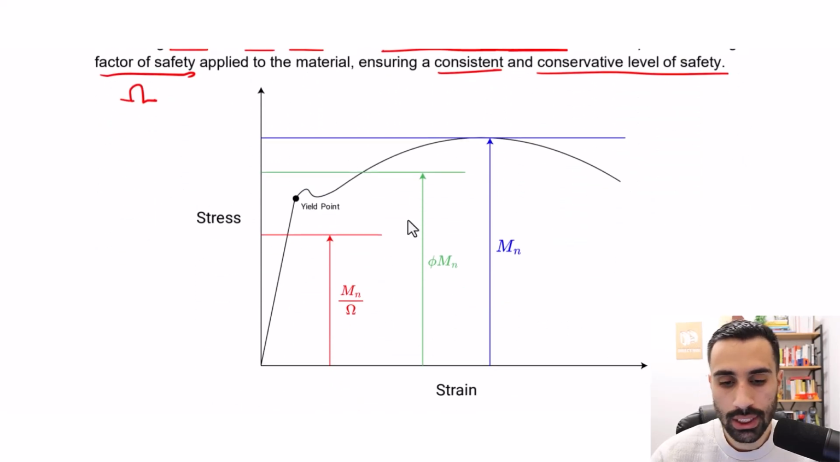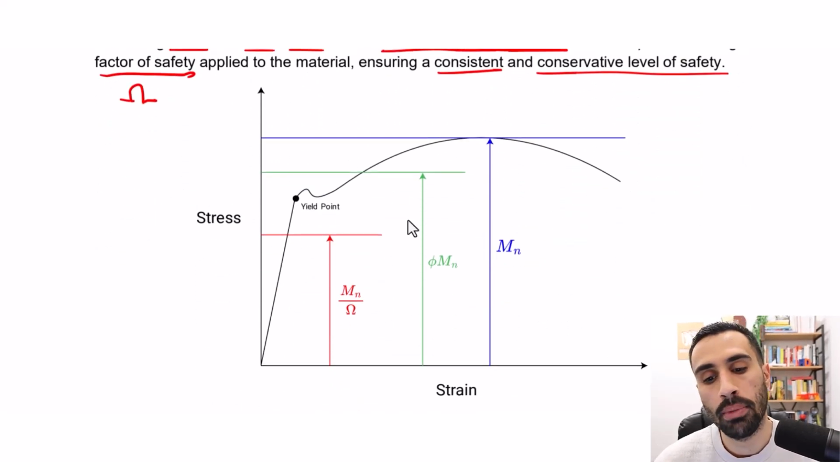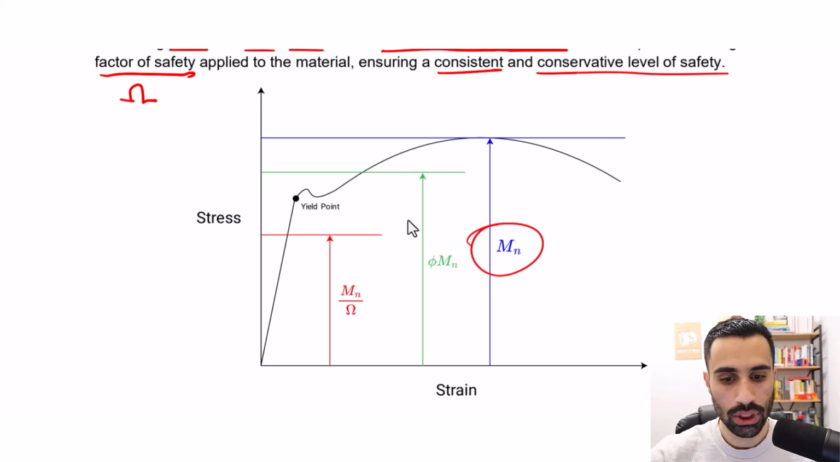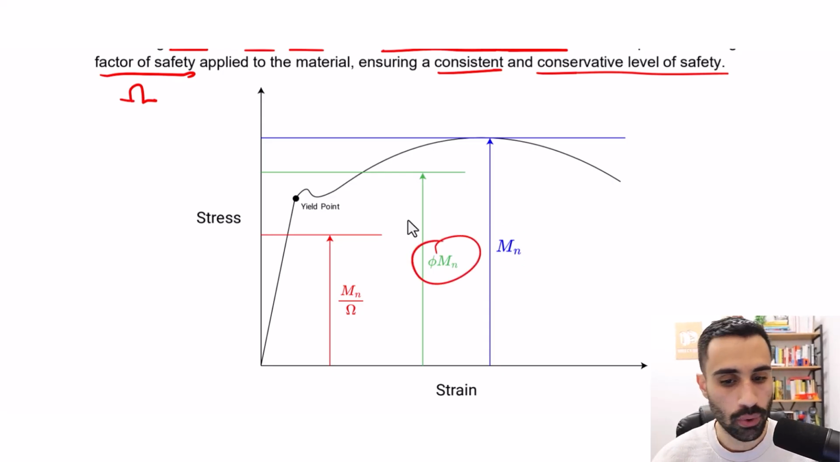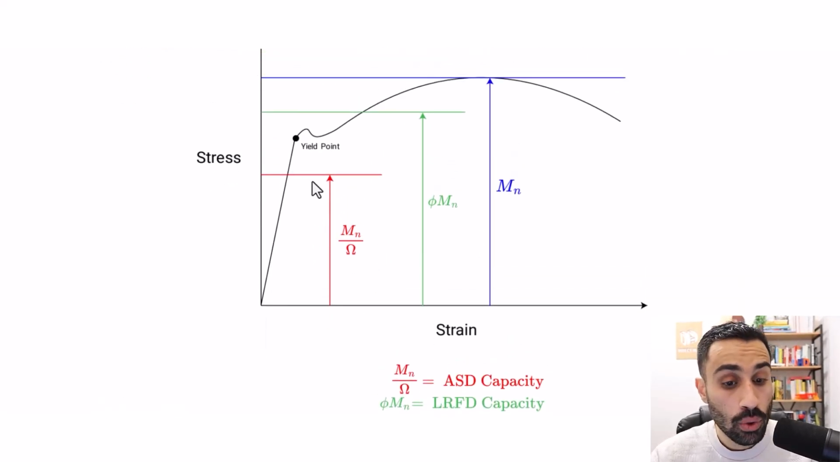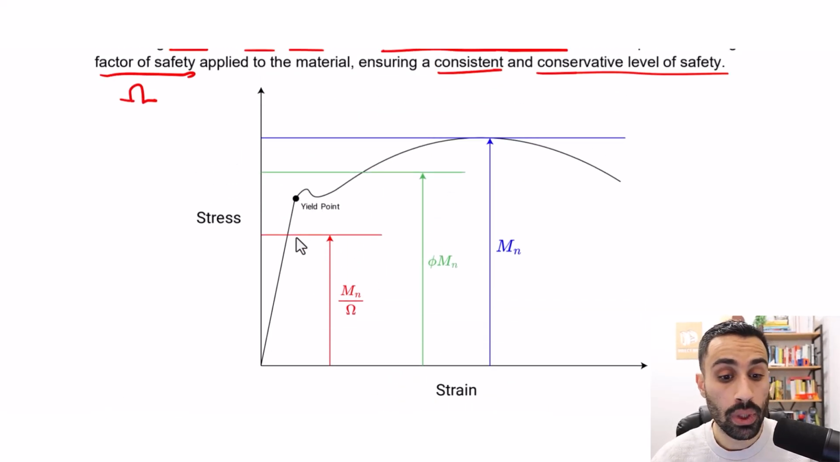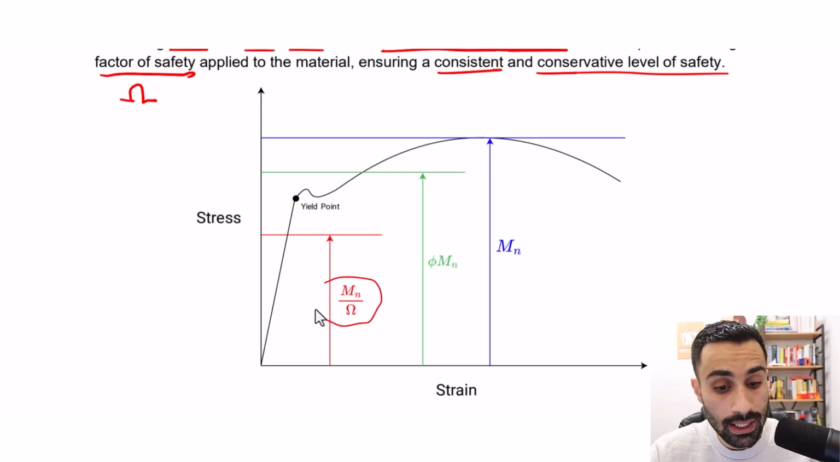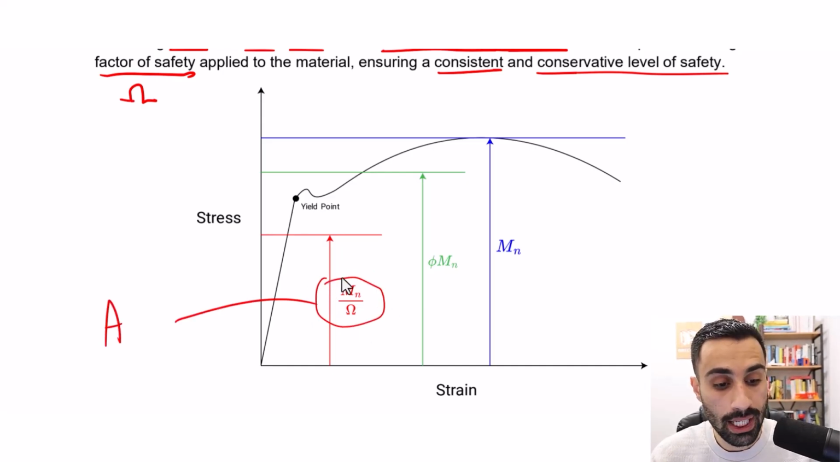Now going back to this, Mn, we start with this, looking at the moment. What is this called? The nominal moment, moment capacity. So we start with that, we calculate that. That's theoretical using equations. Then this here is for LRFD. Let's focus on the ASD one, which is the one in red here. Notice again, it's below the yield point. We're within the elastic region, below the yield point when we calculate the design capacity, the design flexural strength, or the design moment strength. Here, this is per ASD.